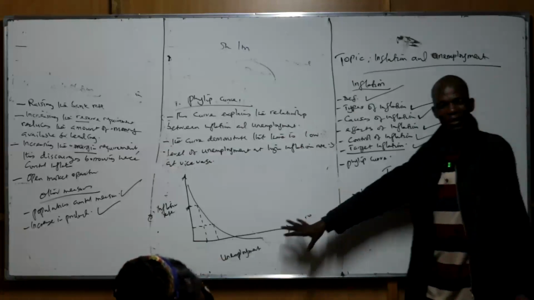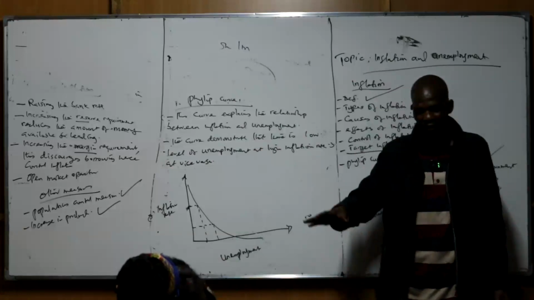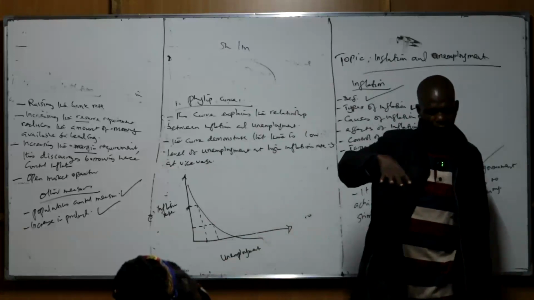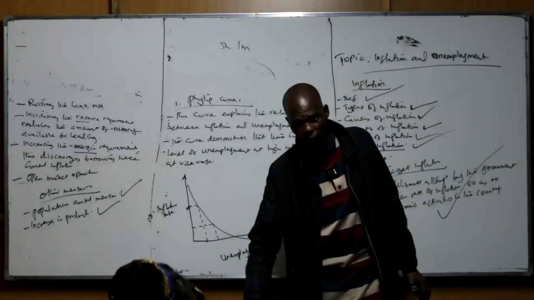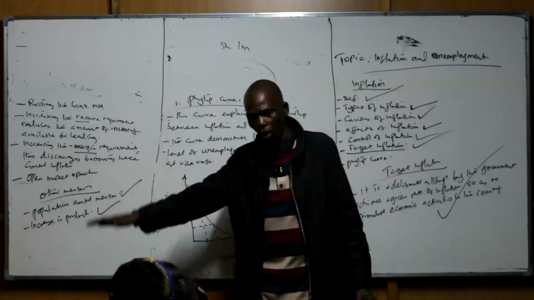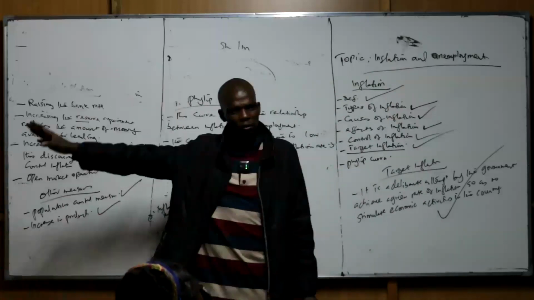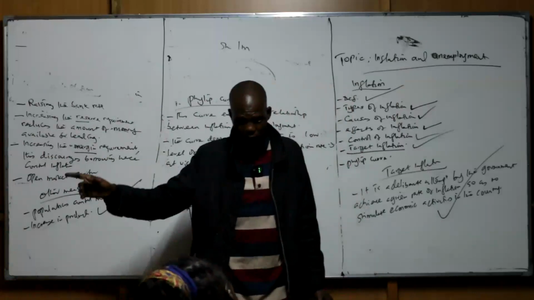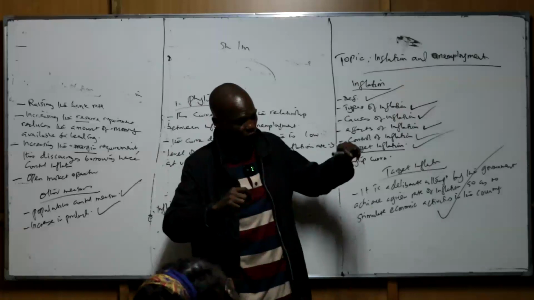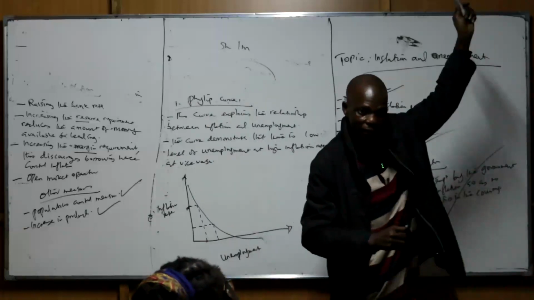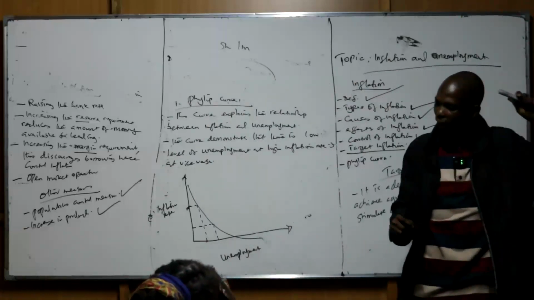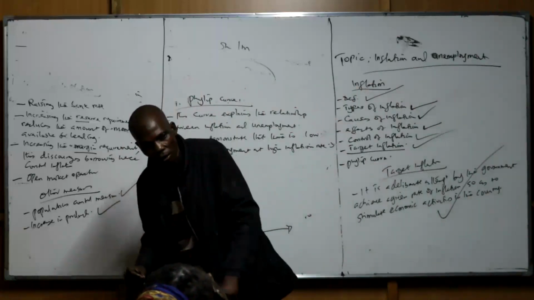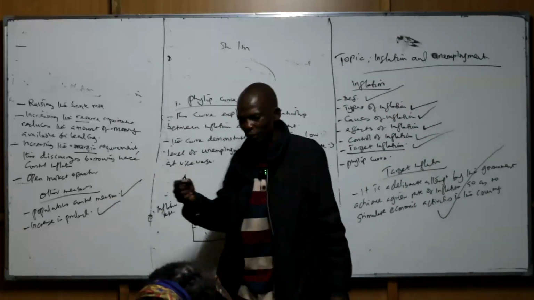Are you communicating here? Unemployment is when people don't have jobs. When people don't have jobs, we talk about unemployment. So when we say it is low, it means the majority of people have jobs. When unemployment is low, it means many people have jobs. So when unemployment is low, it means employment itself is high. Together. When unemployment is high, it means employment is low. Together. So this is what is being explained by this curve.